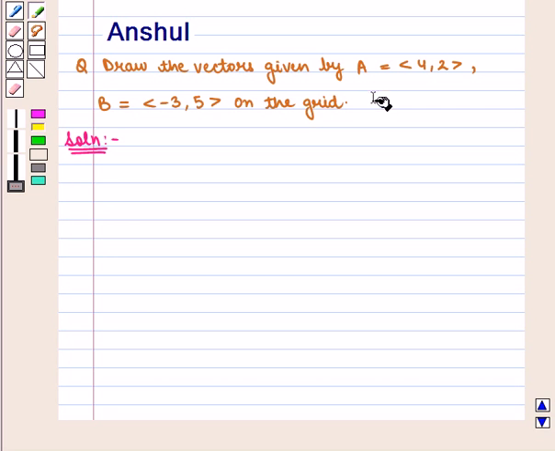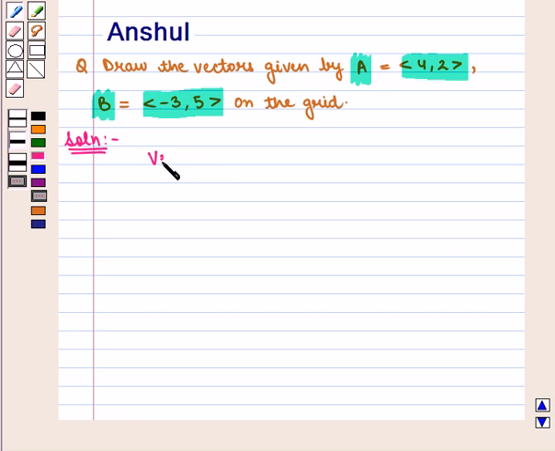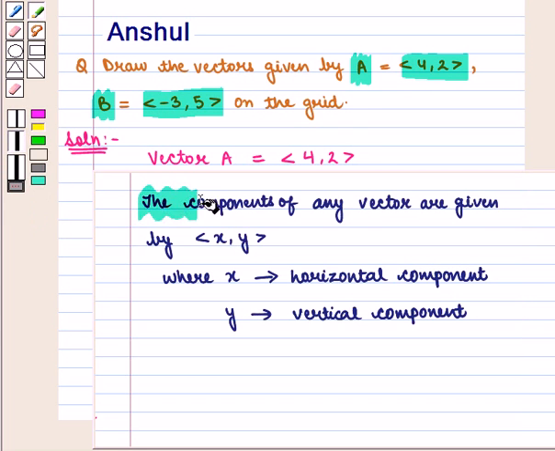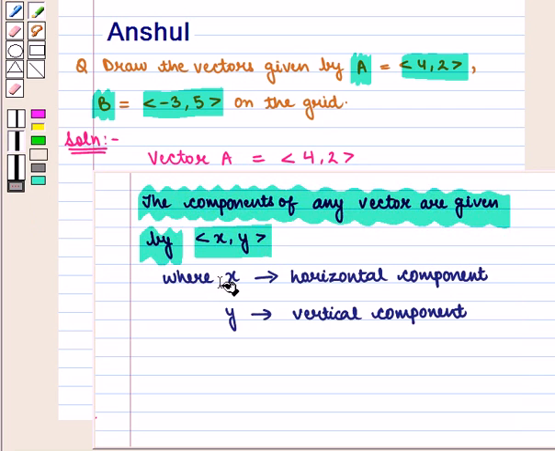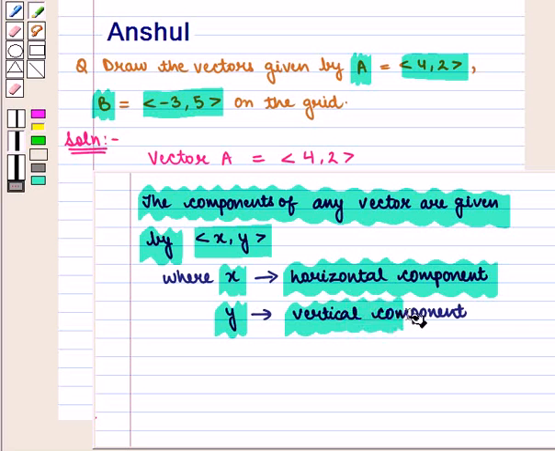We have to draw vectors A and B given in component form on the grid. Let us first draw vector A, which is given by the ordered pair (4, 2). We know that the components of any vector are given by the ordered pair (x, y), where x is the horizontal component and y is the vertical component.